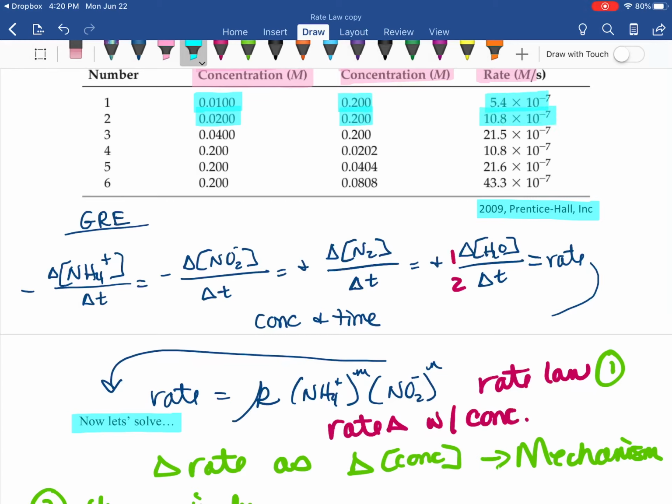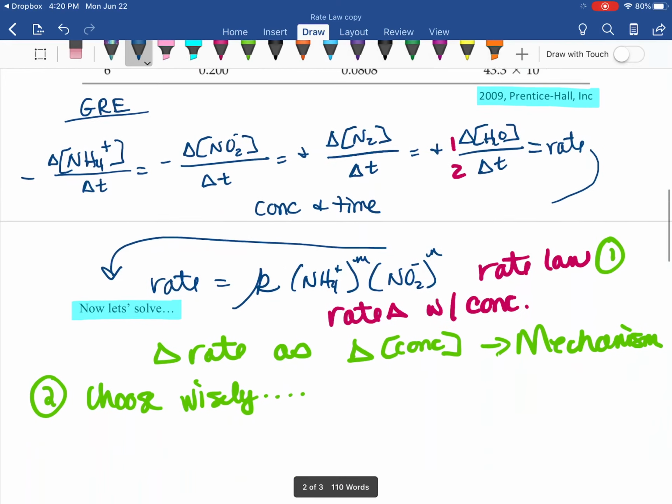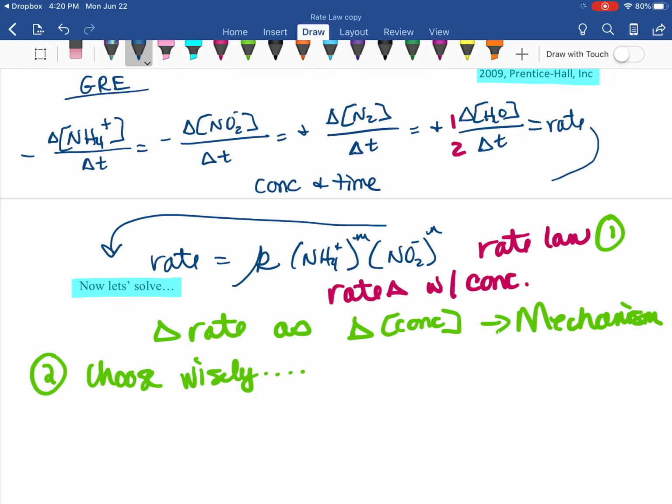So what we're doing is saying, okay, hang on a second. In these two experiments, only one thing changed, only one concentration, and then look at the effect it had on the rate. So how do we solve for that? We're literally going to compare the two of them. So maybe take a screenshot real quick because we're going to use that data. I'll probably have to scroll just a little bit.